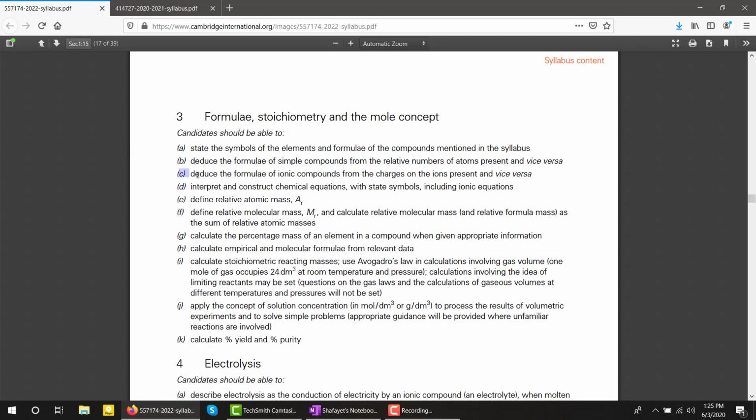The second outcome has been covered. Let's move on to the next. It says vice versa as well, so it's pretty simple and straightforward to deduce it. Nothing too complicated or difficult to catch. Let's move on to the third outcome: deduce the formula of ionic compounds from the charges on the ions present and vice versa.